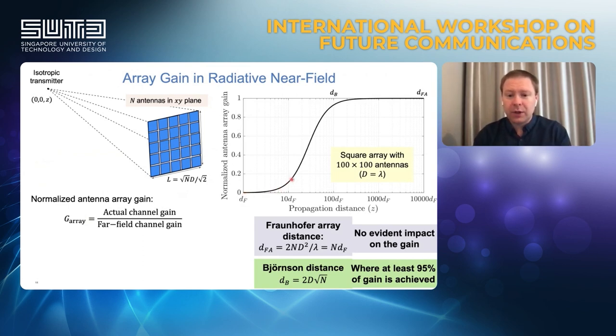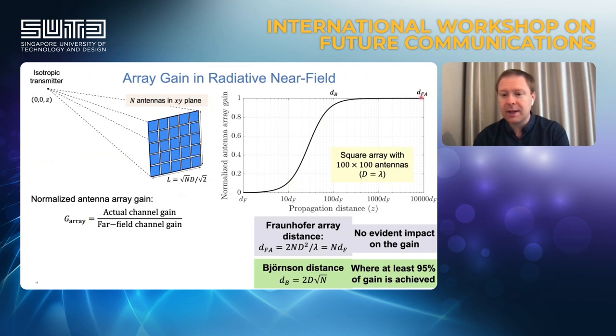Then when you are increasing in distance, eventually you are reaching the Björnson distance. At that point, you are actually getting like 90% of the array gain that you get in the far field. And beyond that, you get essentially the same thing as in the far field. And here is the Fraunhofer array distance.